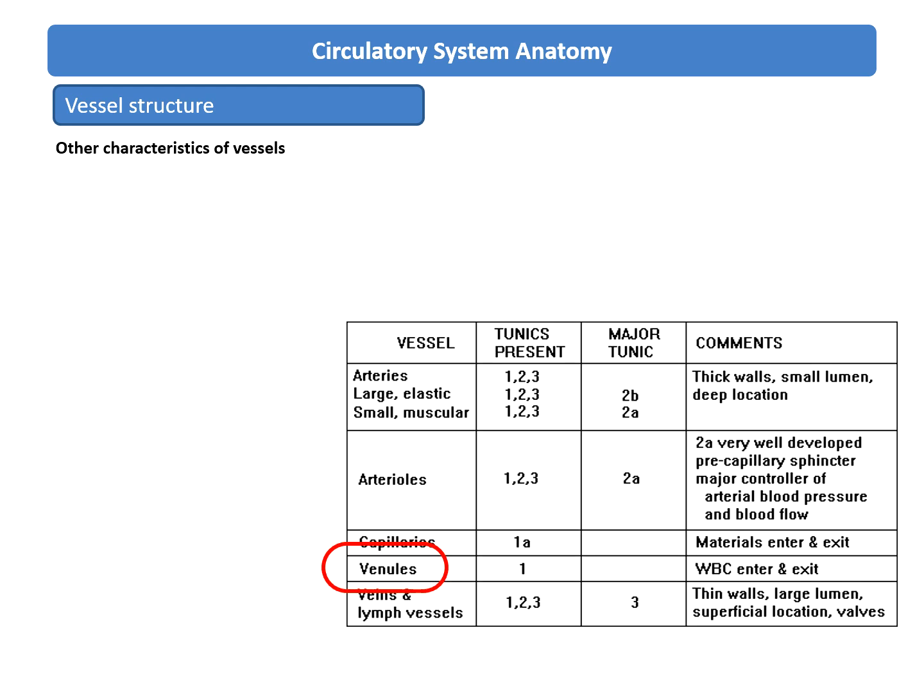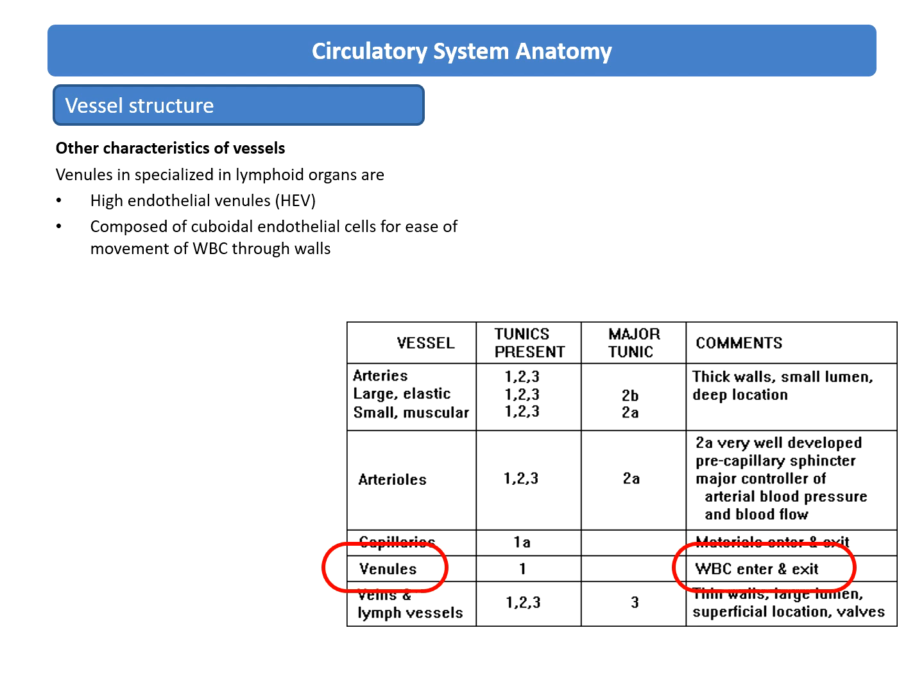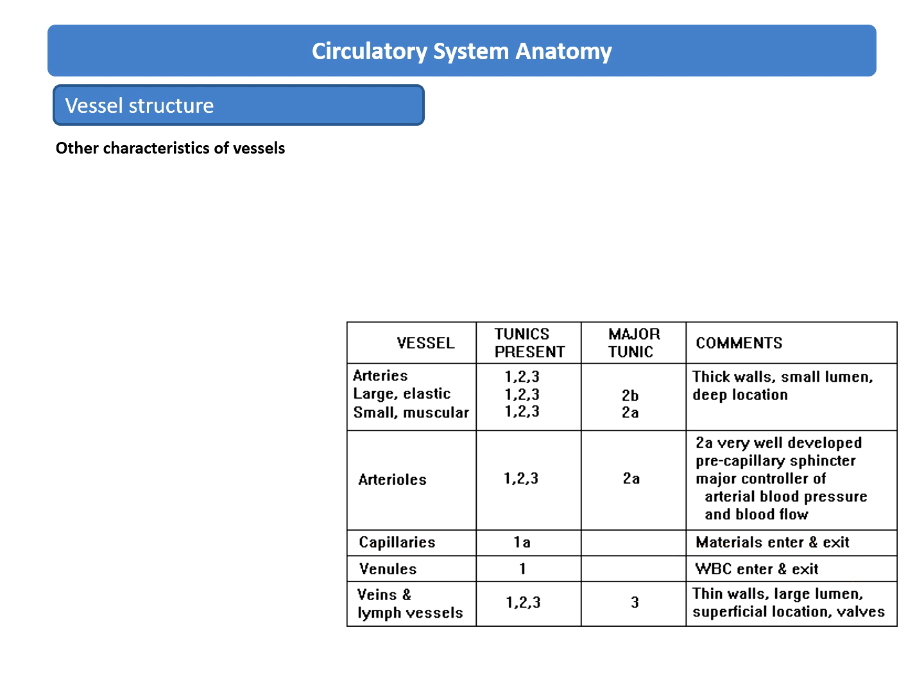Other characteristics, let's look at the venules. The venules, we said, allow white blood cells to enter and exit, and that's because they're composed of what's called high endothelial venules. They're composed of cuboidal epithelial cells, and it makes it easier for the white blood cells to work their way between the walls. Let's look at some other characteristics.